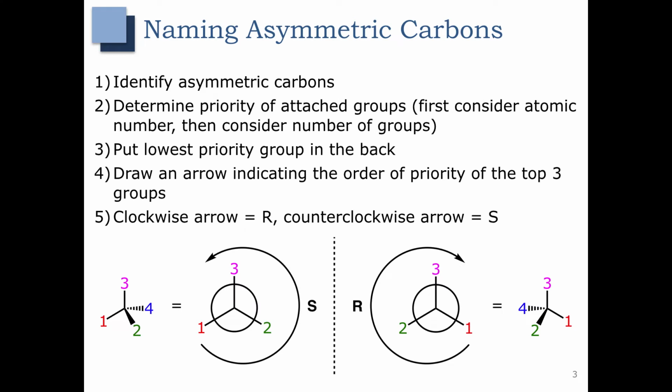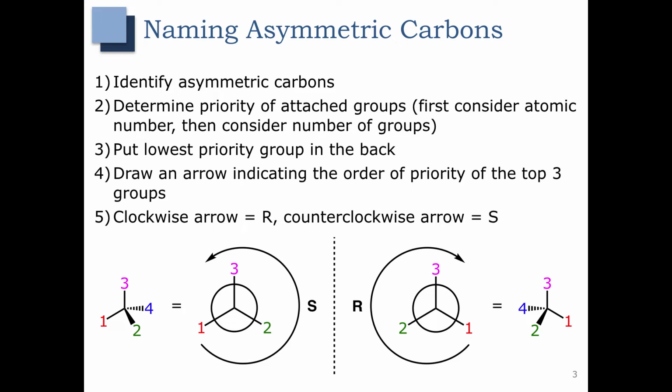So here's the general approach for naming asymmetric carbons. What we first want to do is identify any asymmetric carbons. Remember that asymmetric carbons have 4 different groups attached based on what we went through in Chapter 5. So if you have an asymmetric carbon, then it can be named using this system.